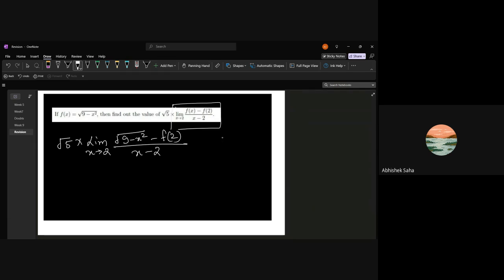Okay, first of all, let's find the value of f of 2. F of 2 is what? 2 square is 4, root under 9 minus 4 is root 5. So we can write here root 5. Okay, if you put x equal to 2, you will get 0 by 0 form, right? You will get 0 by 0 form. Now what you have to do is use L'Hopital rule.